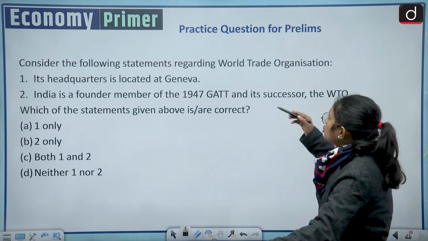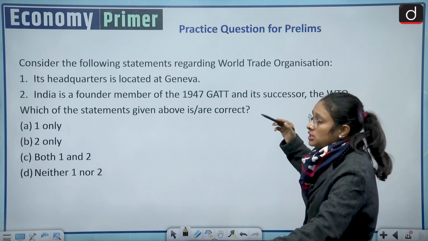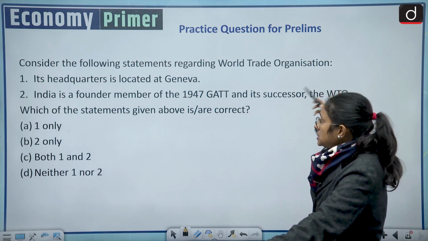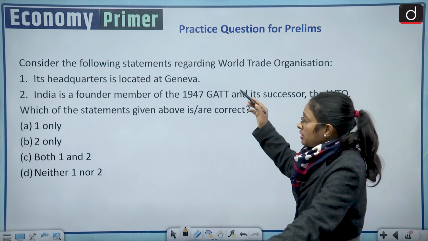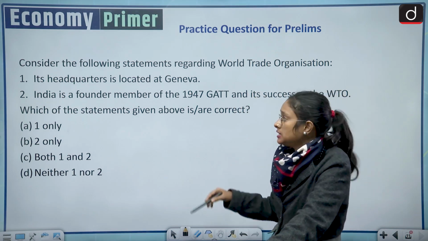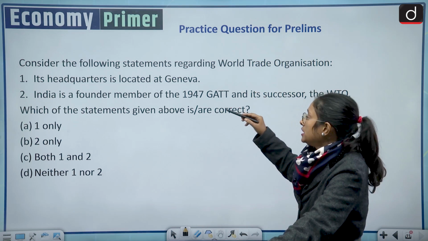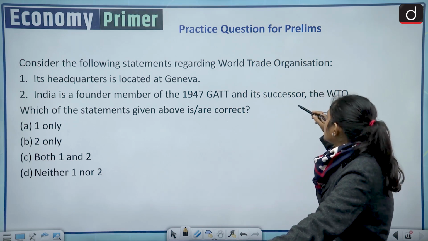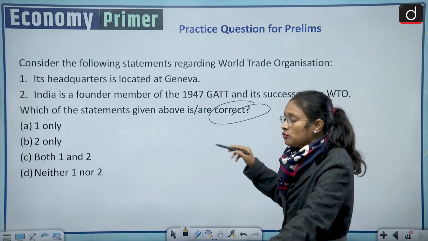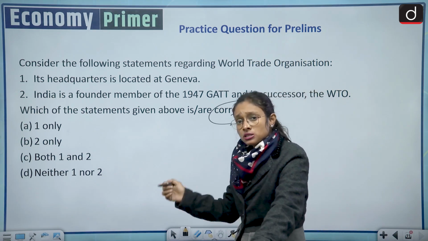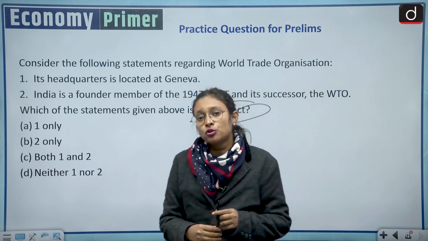Moving to the practice question for prelims. The question is related to the World Trade Organization. The first statement is that its headquarters is located in Geneva, and the second statement is that India is a founder member of the 1947 GATT and its successor, the WTO. Here they are asking for the correct statement, so you have to answer in the comment section. This portion can be useful for your mains also.